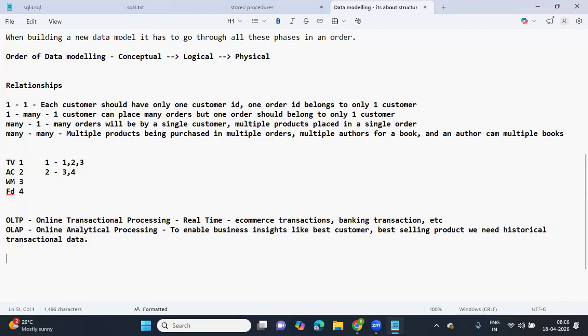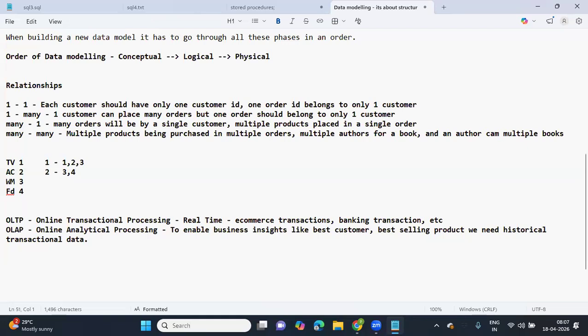So OLTP systems should work efficiently for write heavy operations. Write heavy means as soon as the transactions happen, they have to be written into the table immediately. So it has to be write efficient. In the case of OLAP, there is no urgency for us to get the transaction immediately. Our intention is to do the analysis.